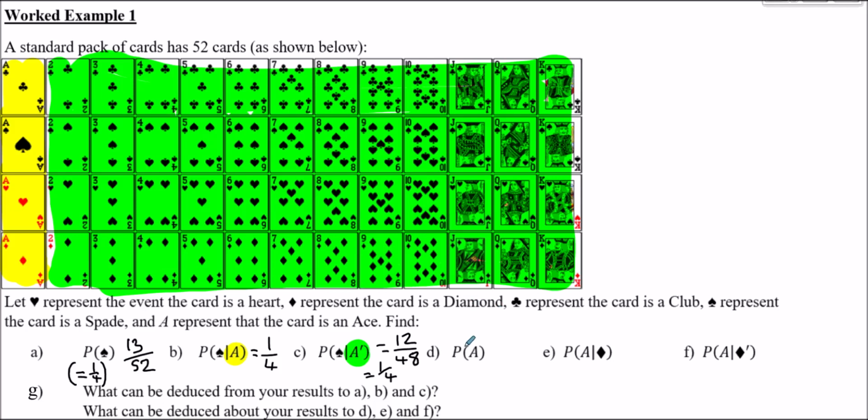Part D. What's the probability of picking an ace? Well, as you can see here, there's 4 aces out of 52. If I simplify that down, that's the same as 1 out of 13.